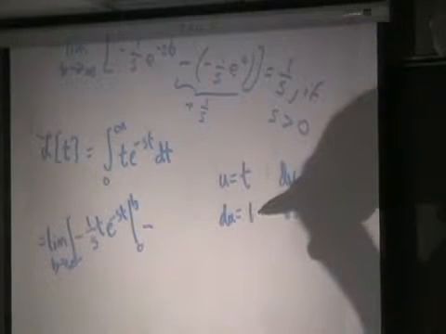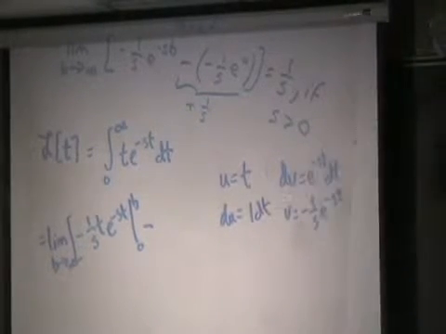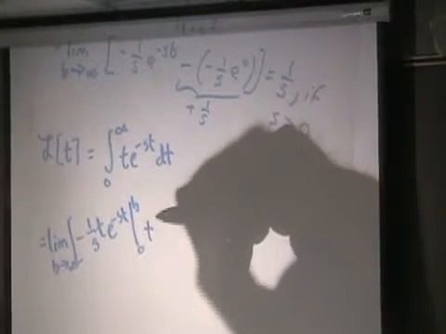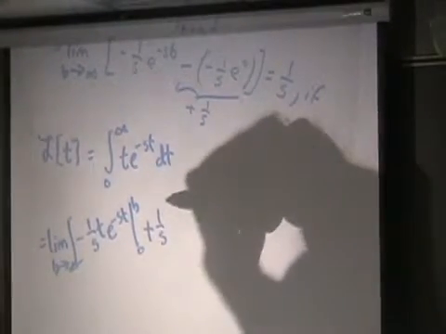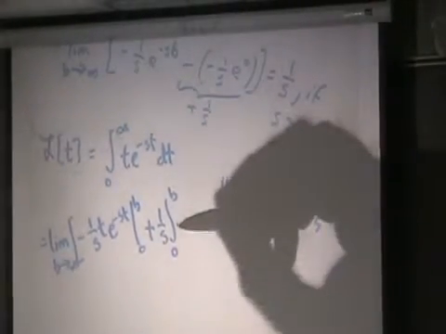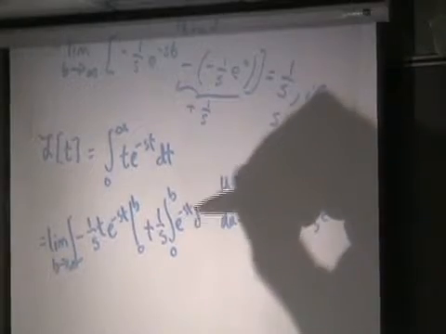Actually, this 1 should be at 1 dt. V du is going to be negative 1 over s e to the negative st dt. And I can pull the negative 1 over s out because it's constant with respect to the integration, so I really get a plus 1 over s integral from 0 to b of e to the negative st dt. Going kind of fast here.